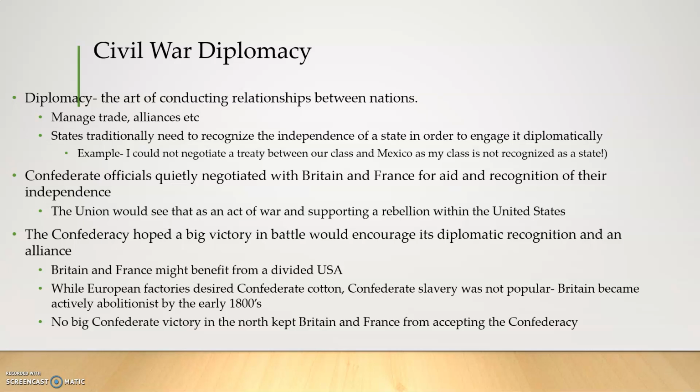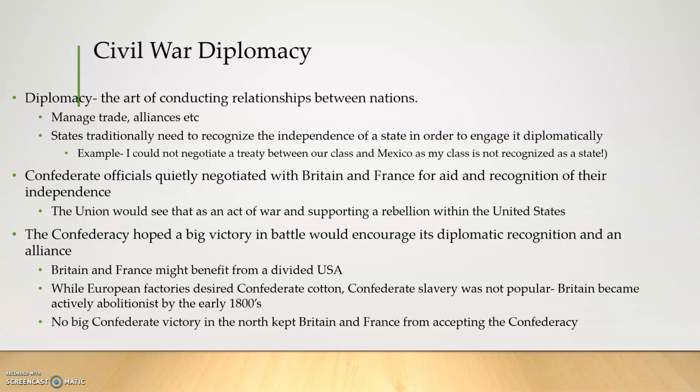Say, for example, I couldn't go to Ottawa in Canada or to Mexico City and negotiate a treaty with another country. Confederate officials quietly negotiated with Britain and France for aid and recognition of their independence. The Confederacy depended on the hope that Britain and France would say, yeah, you're independent, let's make an alliance with you, here's maybe a trade, perhaps.